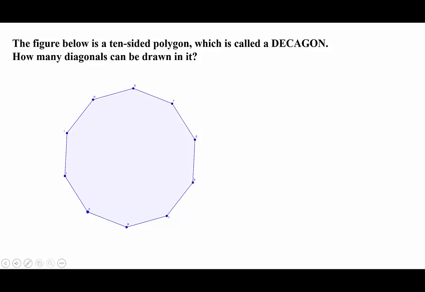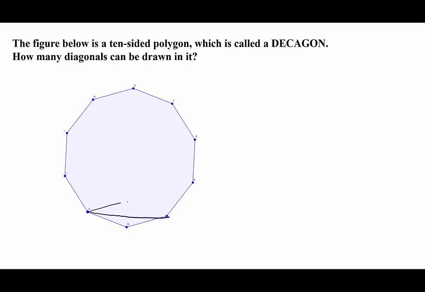Okay, so we want to look at how many diagonals we can draw. If you don't know what a diagonal is, it's a line that's not one of the sides, connecting one point to another point. So let's start off with point A, and we'll just start making diagonals from one point to the other point. There's nothing from A to B, that's not a diagonal, right? So the first one that we can make is AC.